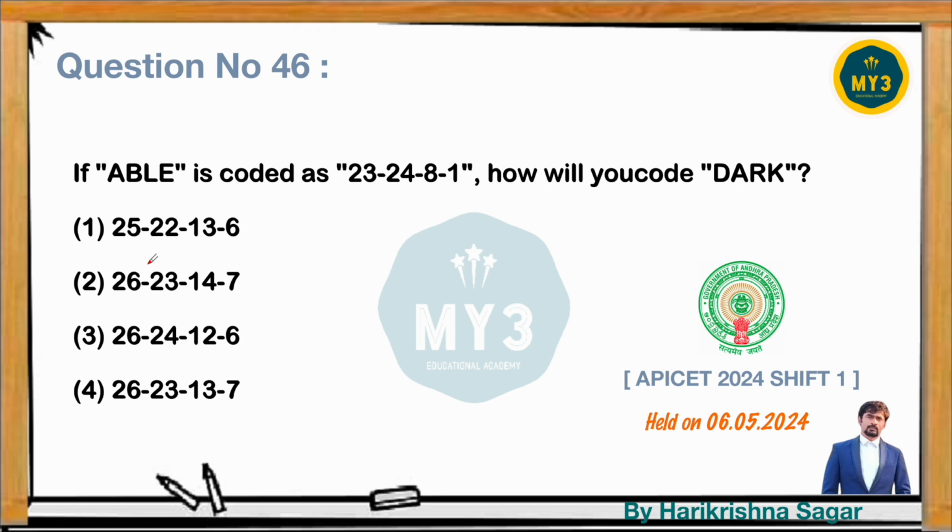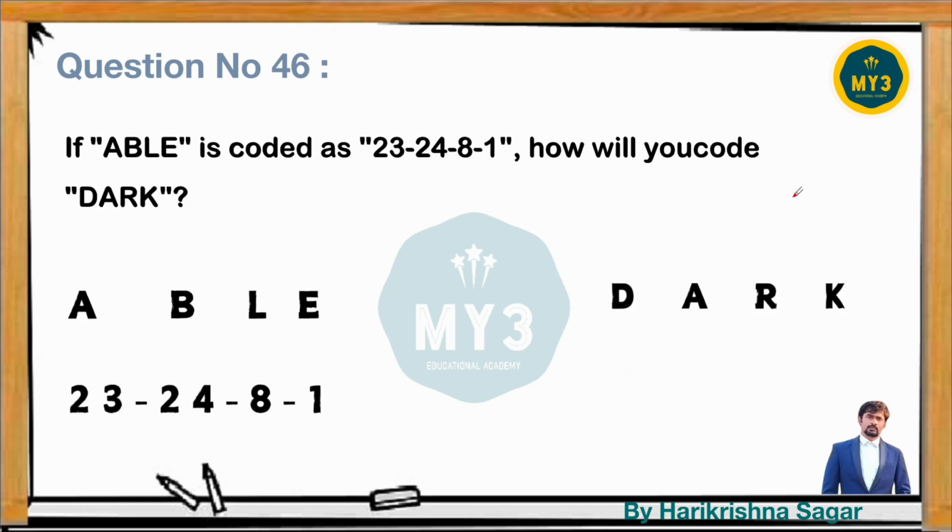If you observe this question, ABLE is coded as 23, 24, 8, 1. Then how will you code DARK? What is happening here? Let me observe. ABLE is coded as 23, 24, 8, 1. So A is 1, B is 2, L is 12, E is 5. I didn't understand why 1 is 23 and 2 is 24, so I'm not looking at those first.